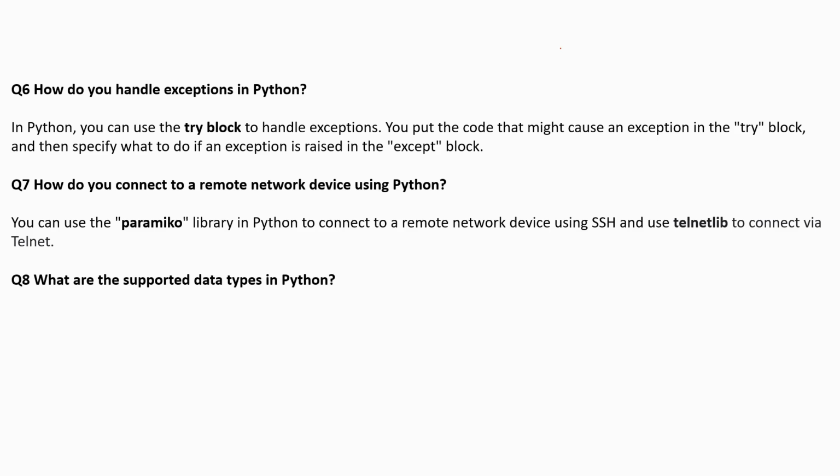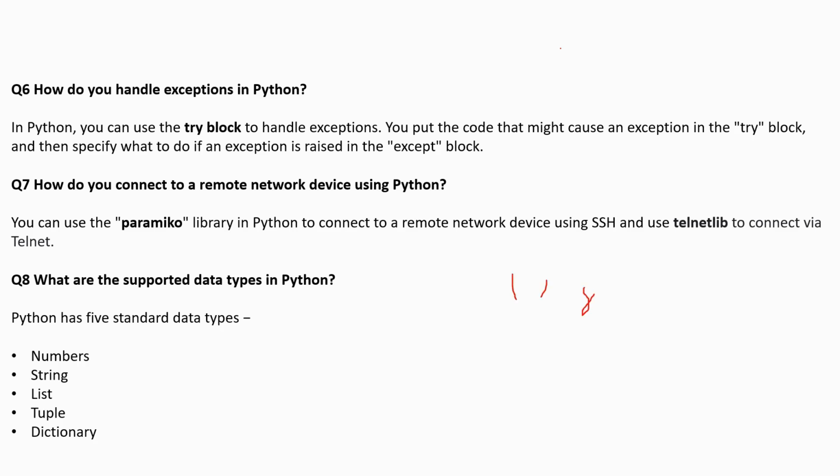Next question is, what are the supported data types in Python? Python has five standard data types, which are numbers, strings, lists, tuples, and dictionaries. Now, when we say data types, that needs to be understood here. For example, when you write a number, 1, 2, 3, or sorry for the bad handwriting, 4, 5, these are numbers. Then if I write A, B, it's a character. But if I specify my name, AJIT, it's a string.